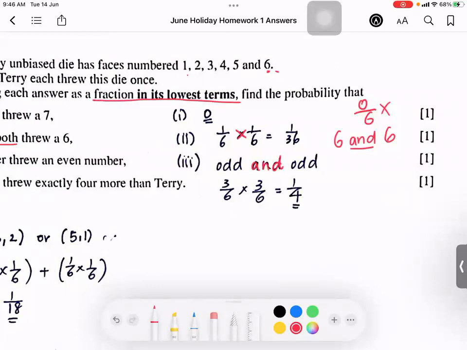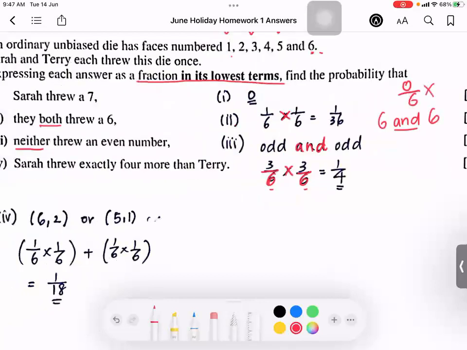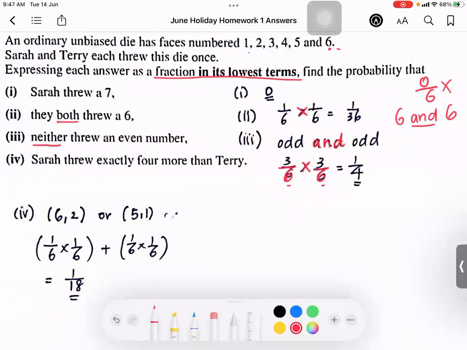Out of a total of 6 numbers, how many are odd? 1, 2, 3. So 3 numbers. Odd number and then odd number again. What Sarah throws does not affect what Terry throws. So you notice the denominator still stays at 6, and 3/6 times 3/6 gives you, in simplest form, 1/4. Some students might write 9/36, then this is not the simplest form and will not be accepted as the answer.